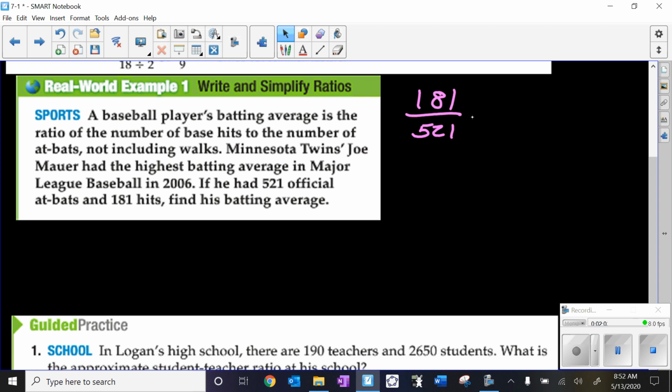Normally, I just want to leave this as a reduced fraction. But in this case, since we calculate batting average usually using decimals, we're going to divide these out and round it to the nearest thousandth place, which comes out to 0.347.